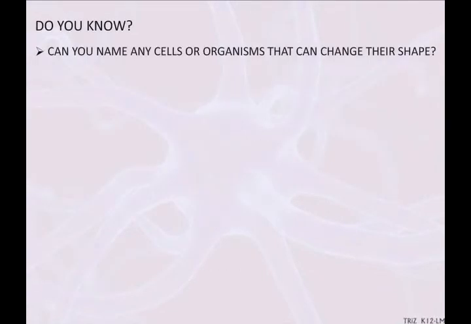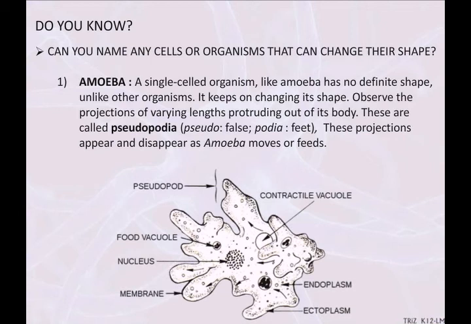Do you know? Can you name any cells or organisms that can change their shape? Amoeba. A single-celled organism like amoeba has no definite shape, unlike other organisms. It keeps on changing its shape. Observe the projections of varying lengths protruding out of its body. These are called pseudopodia, pseudo meaning false, podia meaning feet. These projections appear and disappear as amoeba moves or feeds.